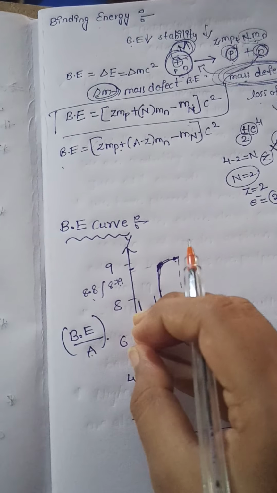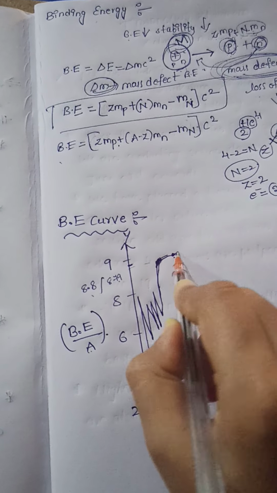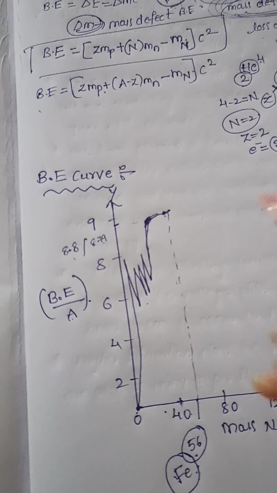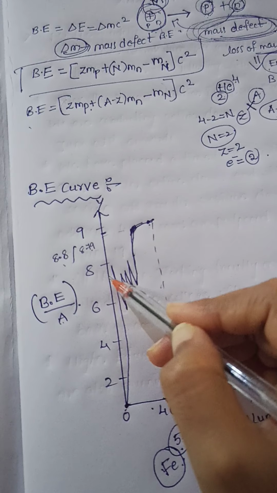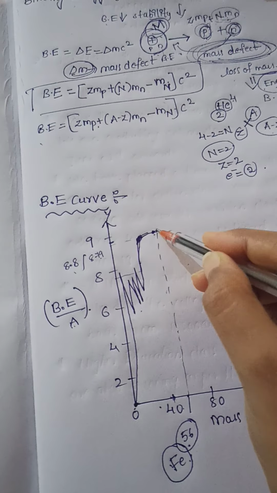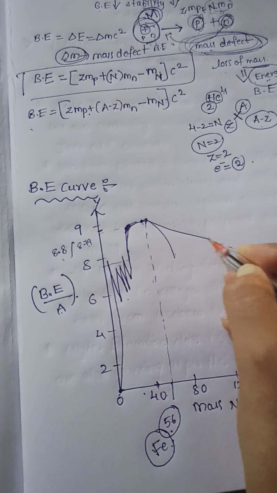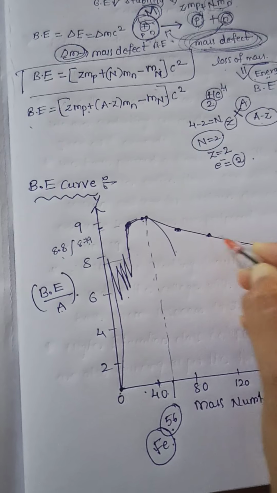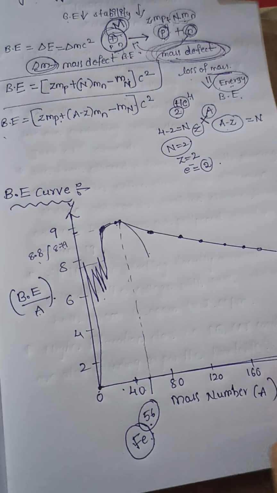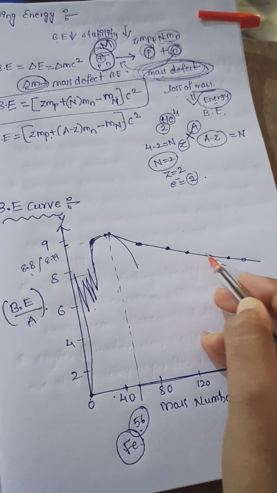Here the binding energy curve drops from this value onwards. The binding energy curve drops slowly to a value of 7.6. From 7.6 it will drop like this, and it continues. For large mass numbers, as the mass number increases, the curve continues to decline gradually.